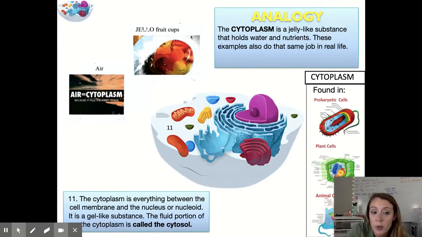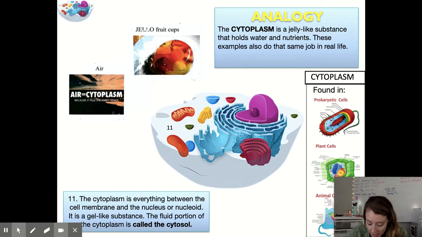So if we were to try to find something in life that would be like cytoplasm, we could say that air is like cytoplasm because it's everywhere, right? And it provides nutrients, oxygen for our bodies. It also provides carbon dioxide for plants that they need to function and create oxygen for us too, right?